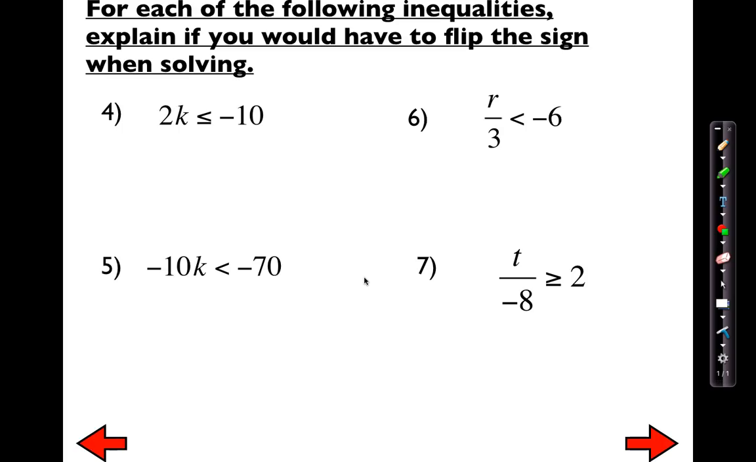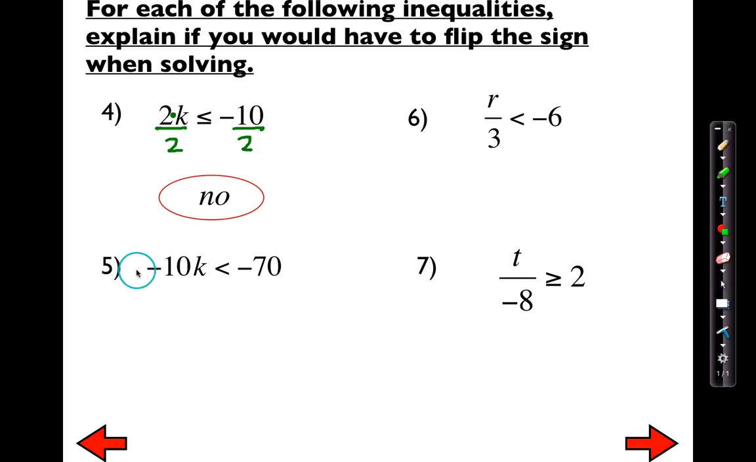Now it says here for numbers 4 through 7, for each of the following inequalities, explain if you would have to flip the sign when solving. So they're not really asking us to actually solve it. They're just asking us, are we going to have to flip the sign? Yes or no? Well, let's see. Since this is 2 times k, we're going to have to divide both sides by 2. Since I divided both sides by 2, is that a negative number? Nope. And for that reason, I'm not going to switch the signs.